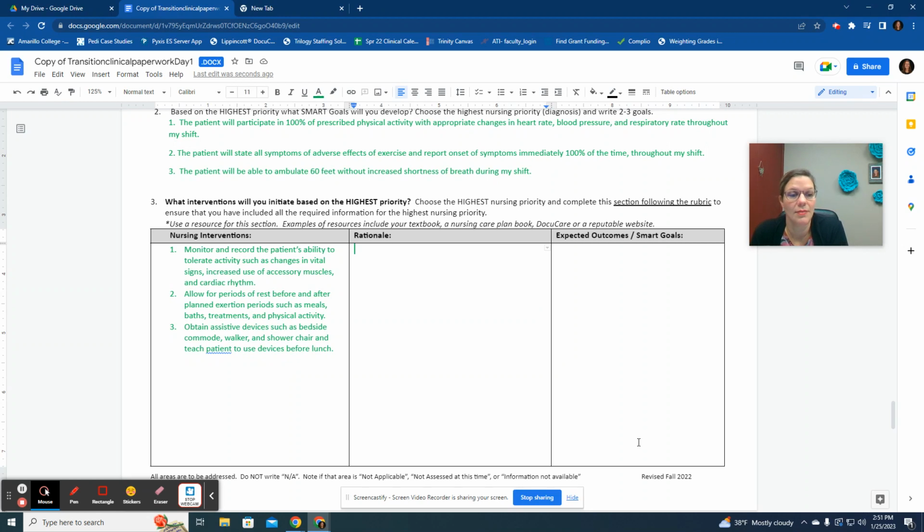Number two, allow for periods of rest before and after planned exertion periods, such as meals, baths, activities, treatments, and physical activity. And then number three, obtain assistive devices such as bedside commode, walker, and shower chair, and teach patient to use those devices before lunch. So those things address my SMART goals, okay?